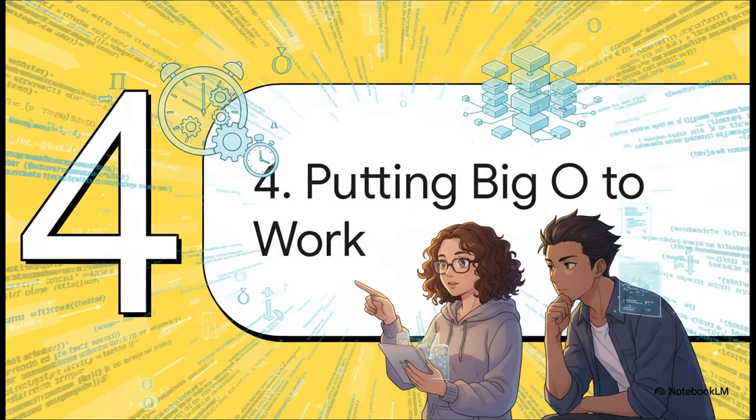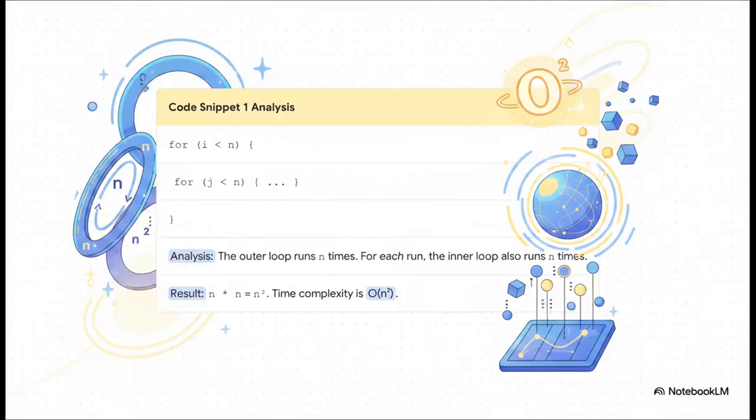Okay, so we've got our rules. Theory time is over. Now for the fun part. Let's see how this all works with some actual code. Take a look at this. This is a classic nested loop. You'll see this everywhere. The outer loop runs n times.